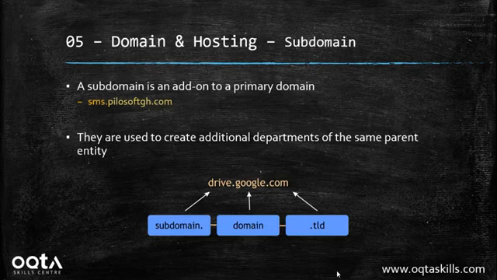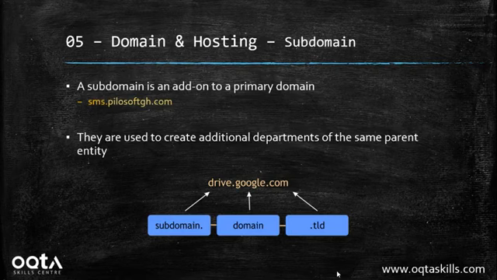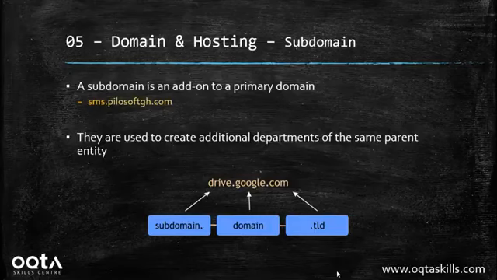You have a company and then you have a sub branch. You don't want to give it a new identity on its own. You just bring it under the parent company, and that is how subdomains work. It's just like a subsidiary business, a business that is registered under another business.